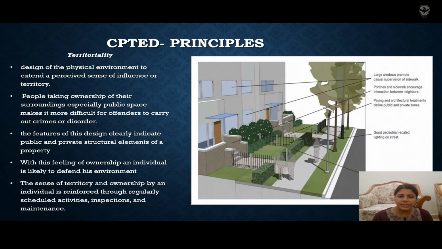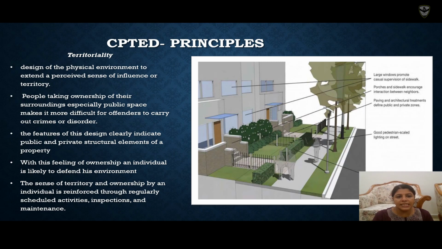And the next principle is territoriality. If we look into the window, there are clear signs written towards the side. Large windows promote casual supervision of the sidewalk. Porches and sidewalks encourage interaction between neighbors. Paving and architectural treatments define public and private zones. Good pedestrian scale lighting on the street. These are certain examples of territoriality.